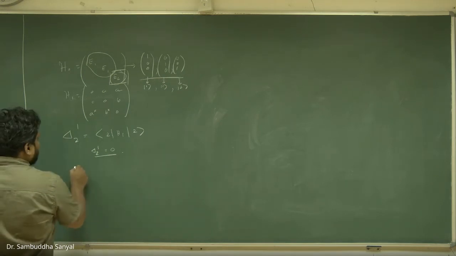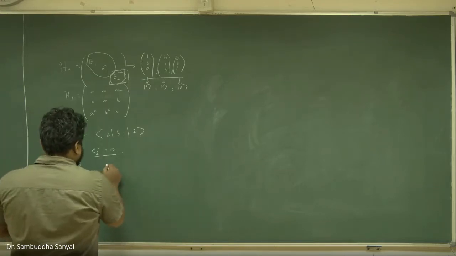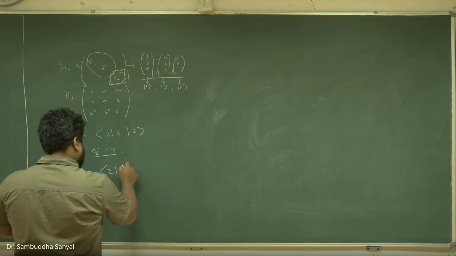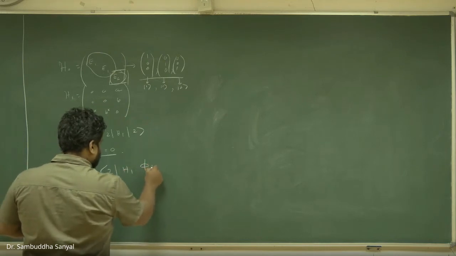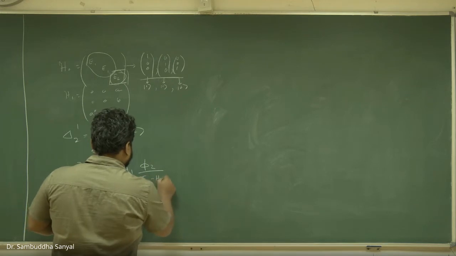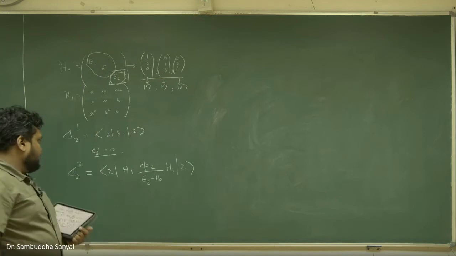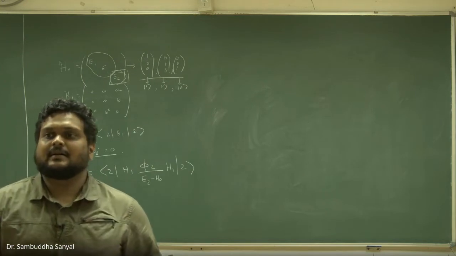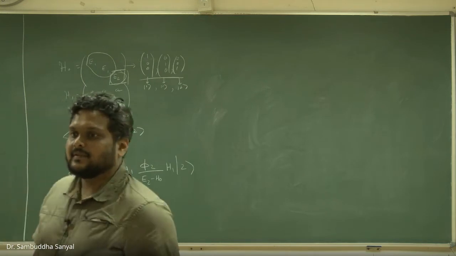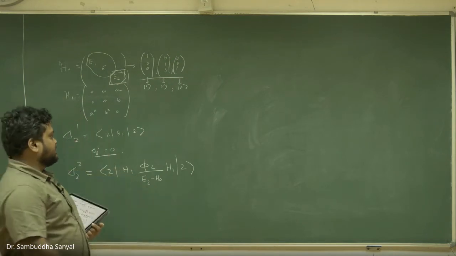So I want to do the second order correction. The second order correction will involve the matrix element of H1 between phi 2 and the other states. So how will you calculate it? Can somebody try? How are you going to calculate this object, for example?